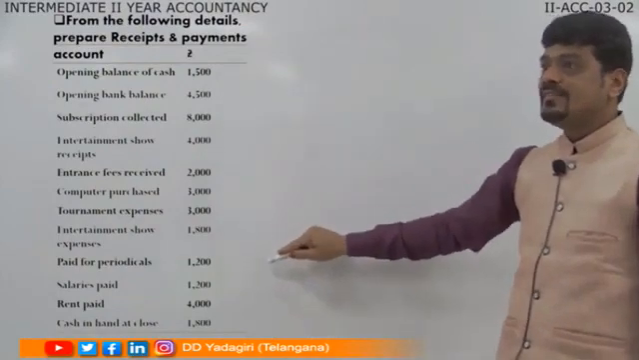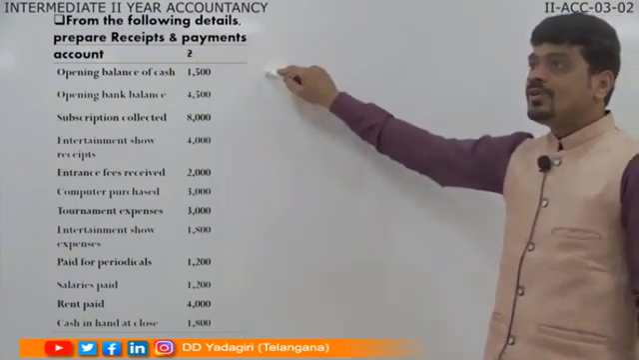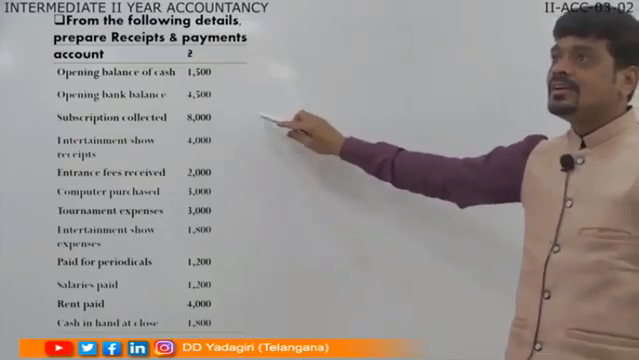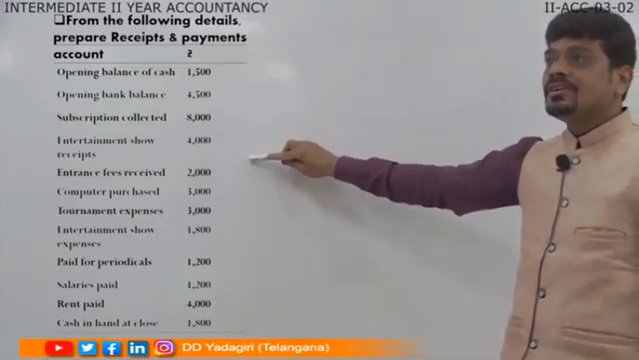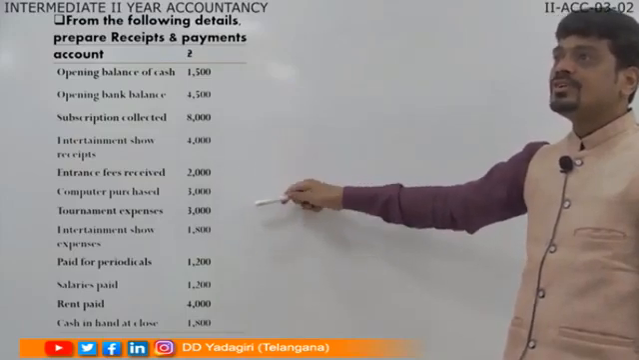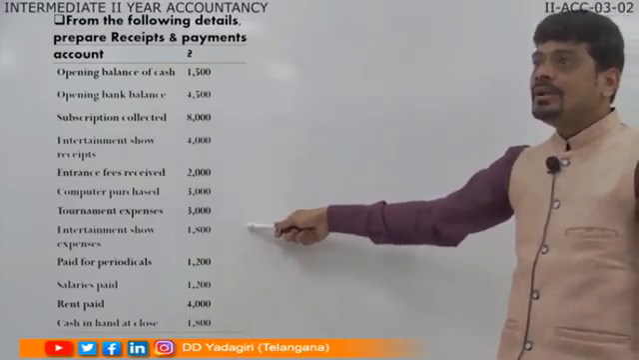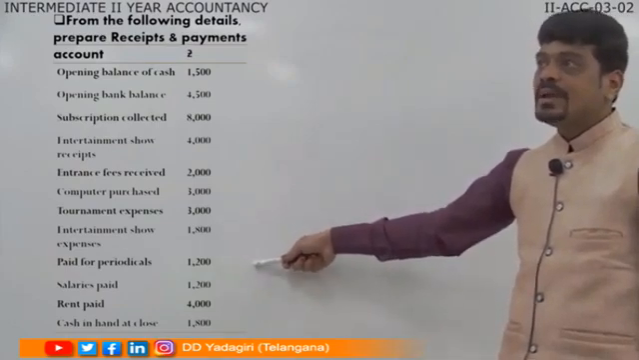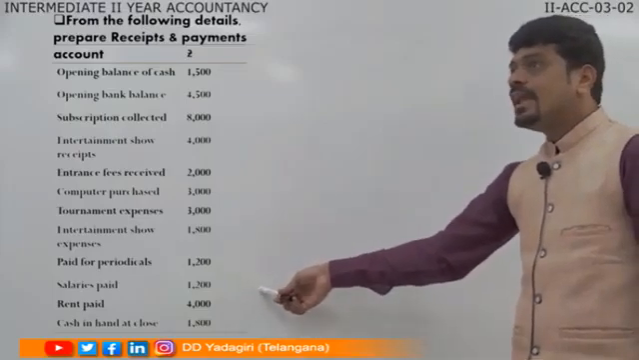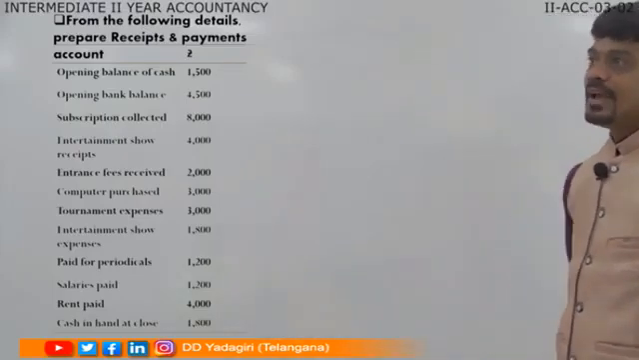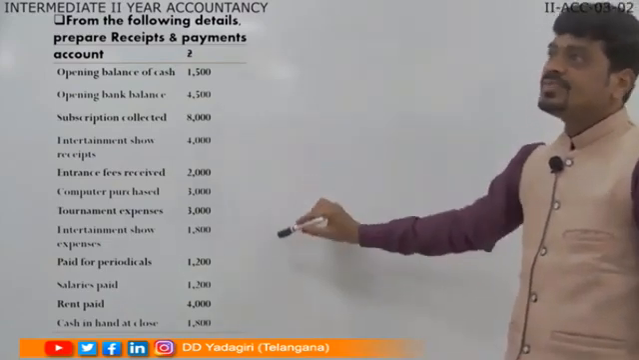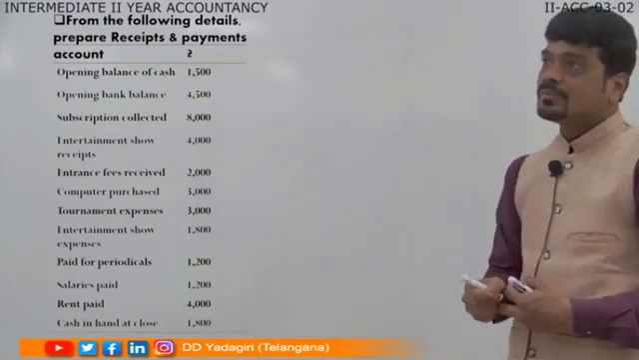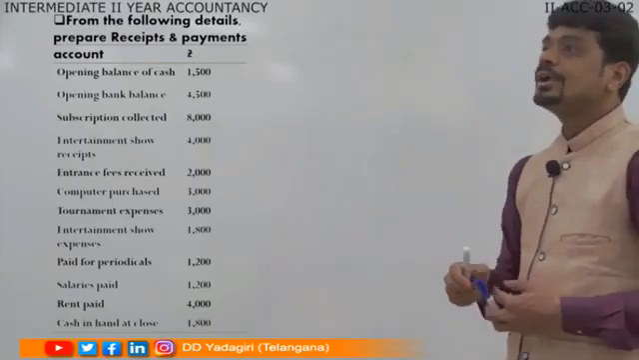few transactions are given here, like opening balance of cash is given, opening balance of bank, subscription collected, entertainment show receipt, entrance fee received, computer purchased, tournament expense, entertainment show expense, paid for periodicals, then salaries paid, then rent paid, and closing balance of cash. These are the transactions which are given to us, and now we are supposed to prepare receipts and payments account.